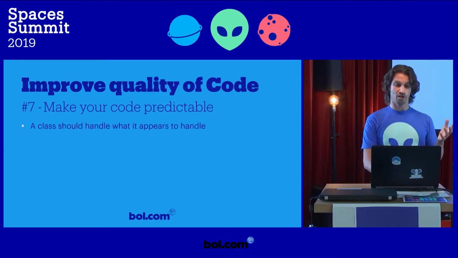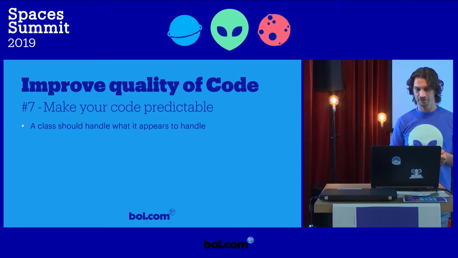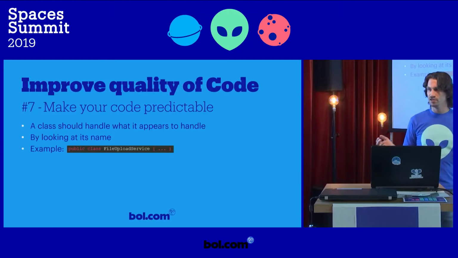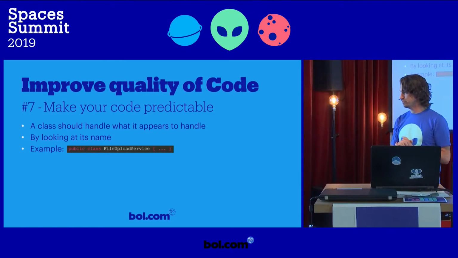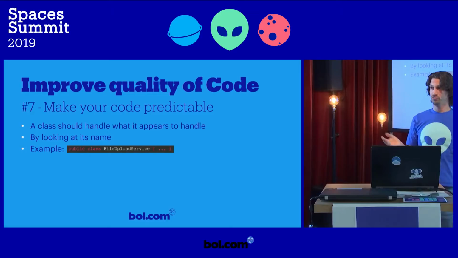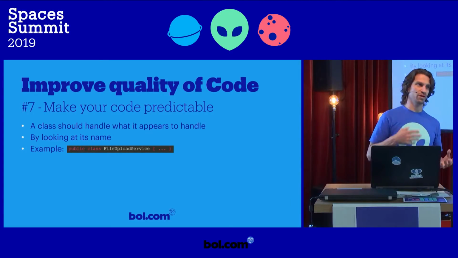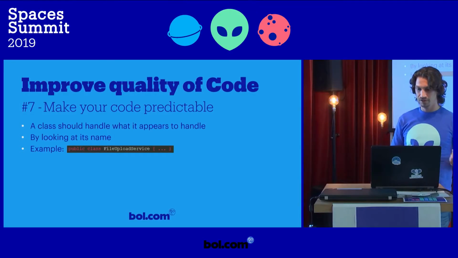Similarly, classes. A class should handle what it appears to handle by looking at its name. Again, simple example. Suppose you have a service called file upload service. What does it appear to do? Well, uploading files, basically, right? If it does anything more or less, or it doesn't upload files at all, then we should have given it a different name.